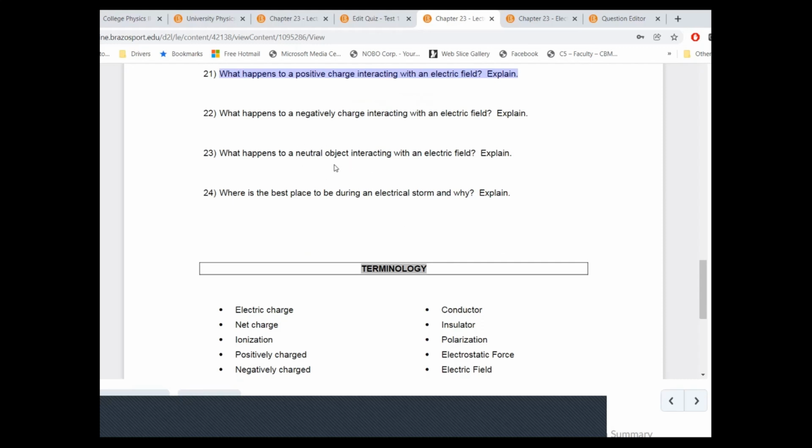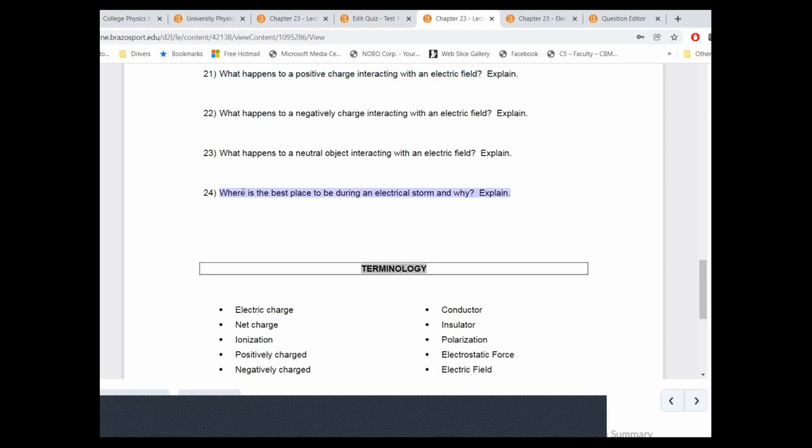So what happens to a neutral object interacting with the electric field? It's going to become polarized. And depending upon the geometry, if it's near the source of the field, it's going to start to move. It's going to experience a force towards the source of the electric field, and it's going to accelerate towards the source of the electric field.